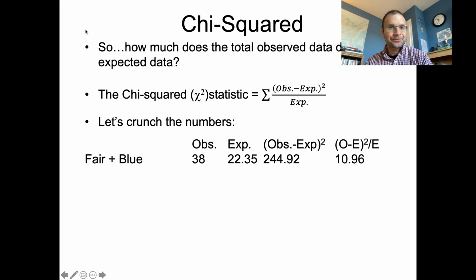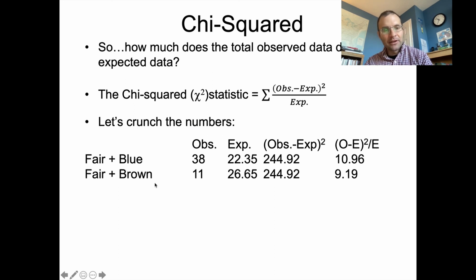chi-squared statistic. For the next combination, which is fair hair and brown eyes, we have 11 minus 26.65. And interestingly enough, that quantity is negative 15.65, whereas before we had a positive 15.65. So when we square that, we get the same observed minus expected squared value, 244.92. The only thing that differs here at the end is that we divide this by 26.65, and that's about 9, whereas this was about 11.